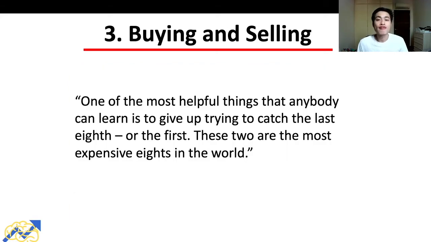The third lesson that I learned from the book Reminiscence of a Stock Operator is on the topic of buying and selling. The first thing that I learned from the topic on buying and selling from the book is that as traders, we shouldn't try to pick the exact bottom and exact top. Jesse Livermore believed that one of the most expensive mistakes that a trader can make is trying to pick the exact bottom and exact top.